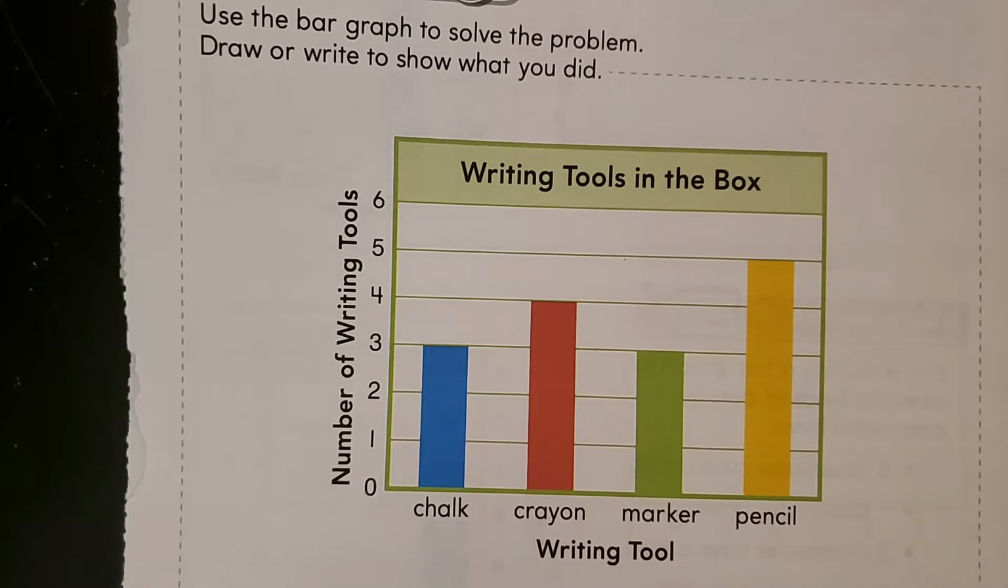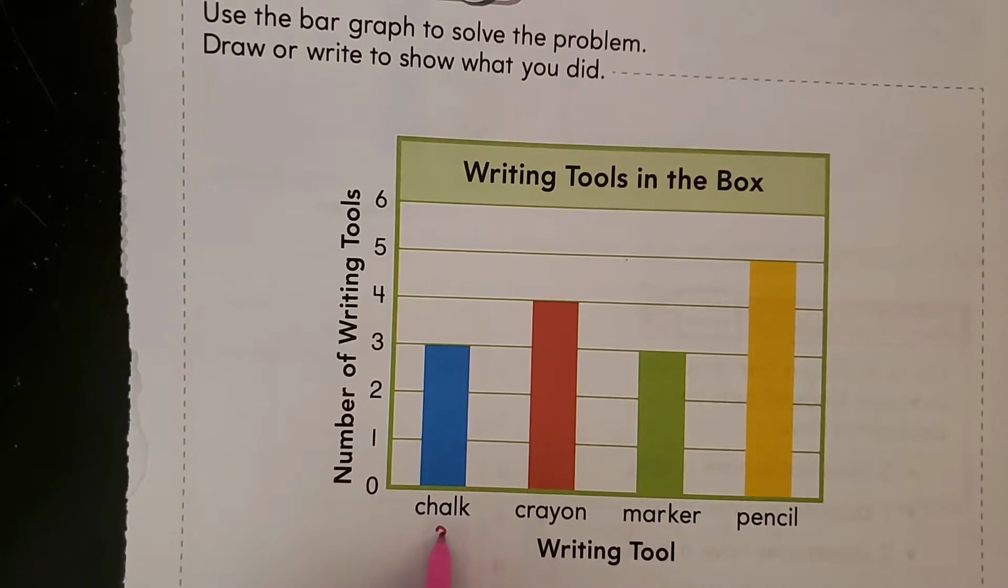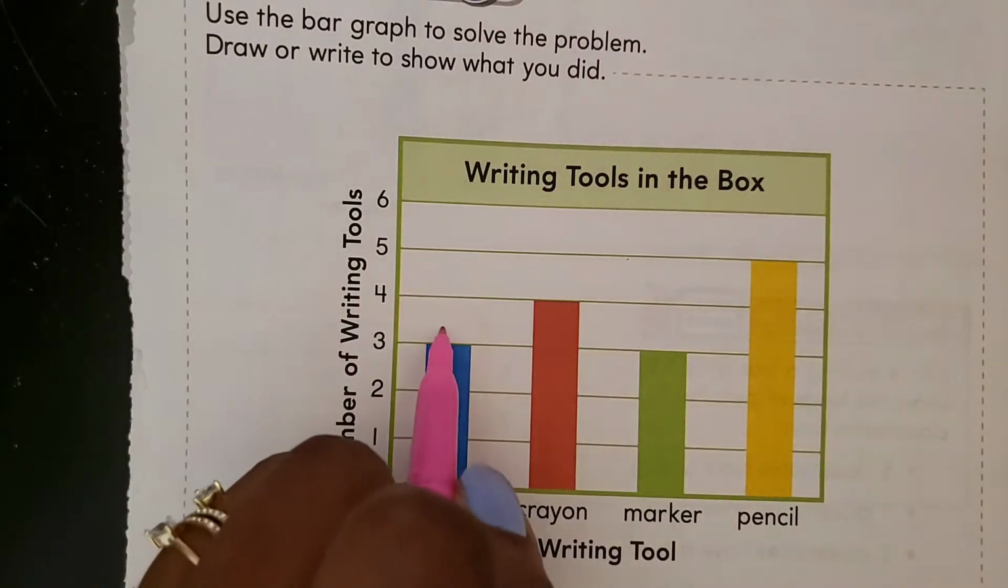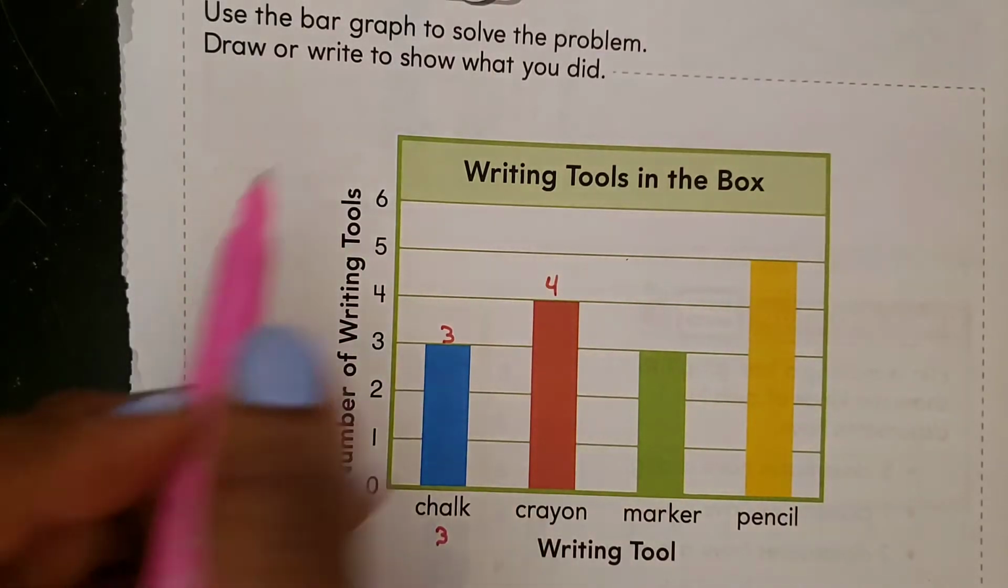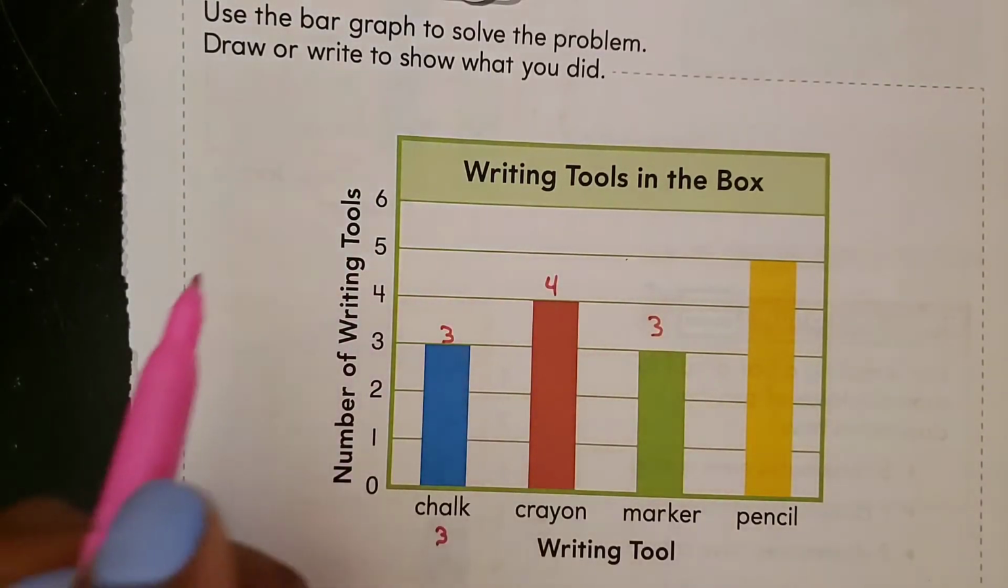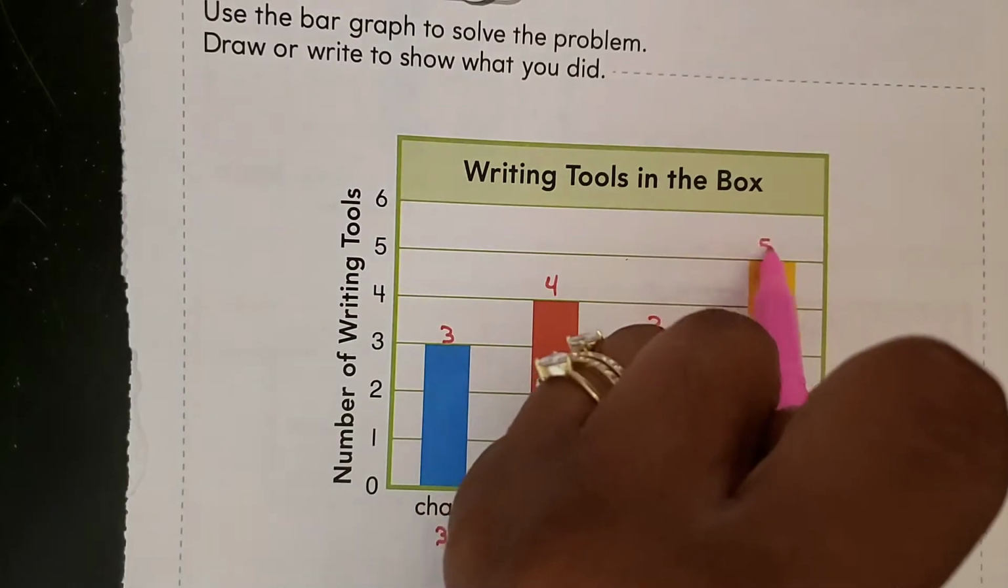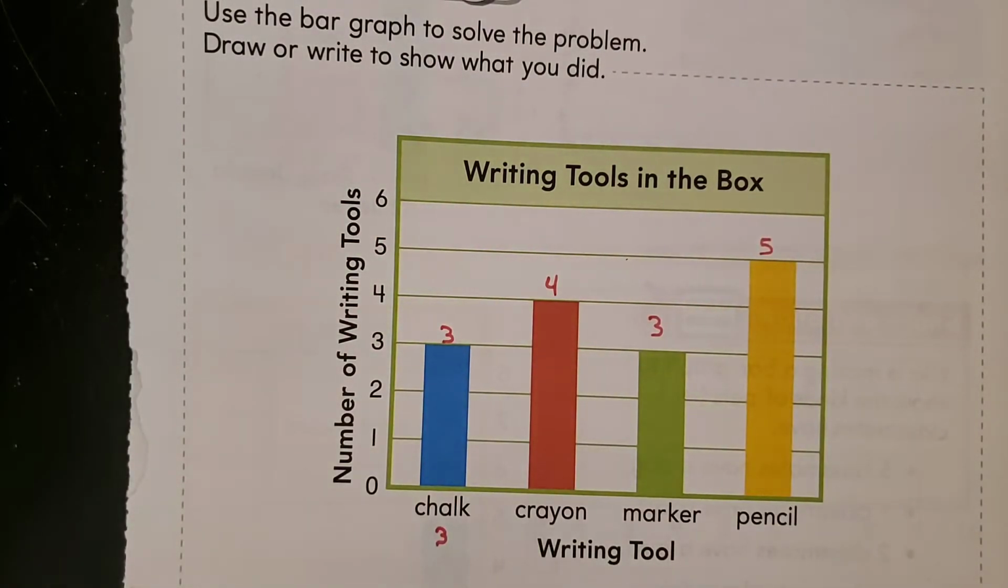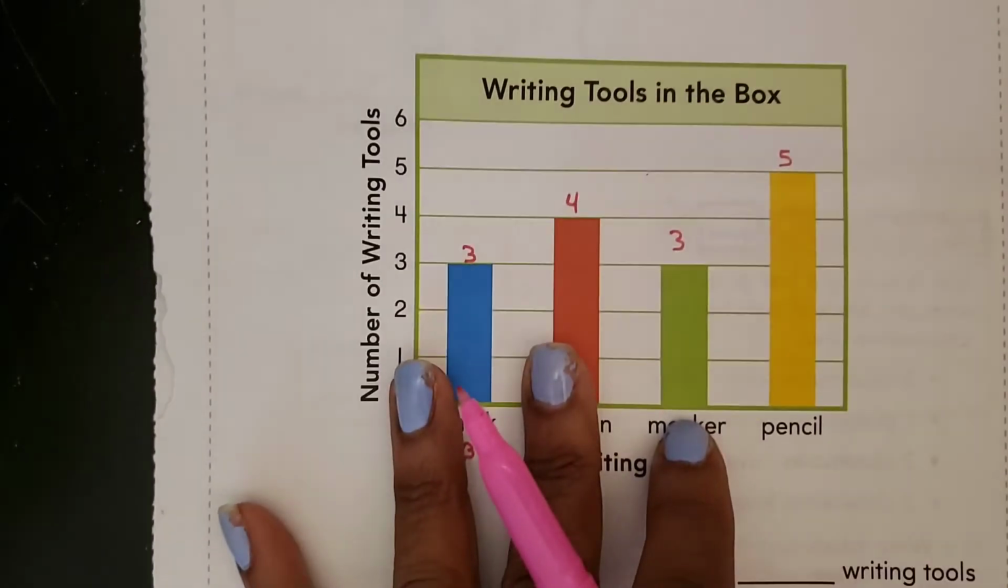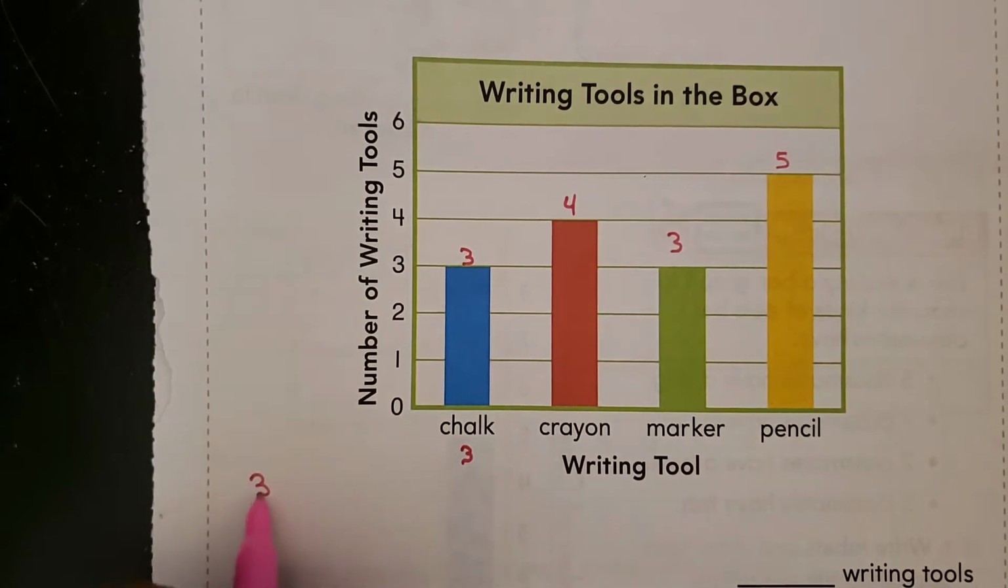So we have to make sure that we're really careful when we're thinking about the question that's being asked and how it's represented. So going through this, I like to write the numbers at the bottom so I can see, or you can do it at the top. There's 3 pieces of chalk, 4 crayons, 3 markers, and 5 pencils. So when the question is asked, how many writing tools are in the box, we know we need to take all of these numbers, line them up in a number sentence, and add it up. So we have 3 plus 4 plus 3 plus 5.